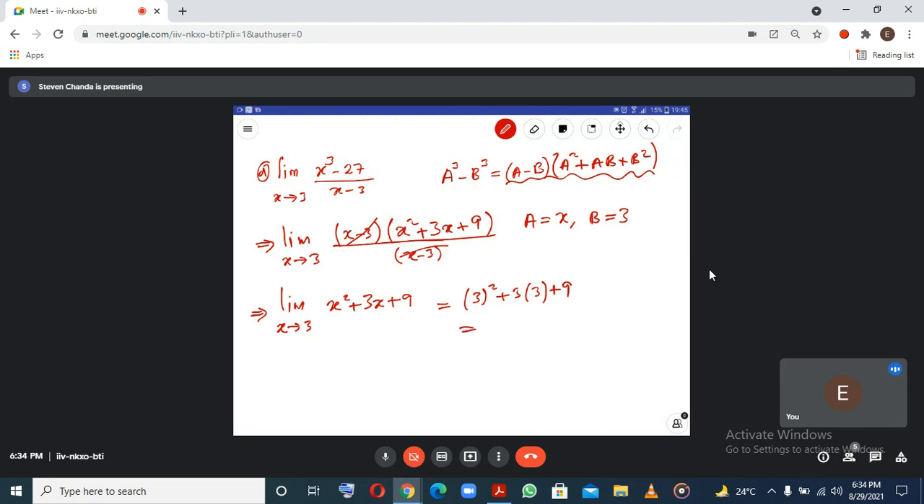So that's 9 plus 9 plus 9. That's 27. So that's 27, right? Meaning when this function goes near 3 or begins to approach 3, the value that it's going to have is going to be 27. Okay, so let's continue doing examples.